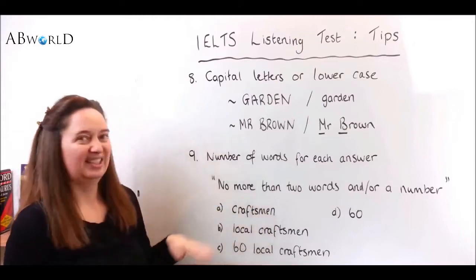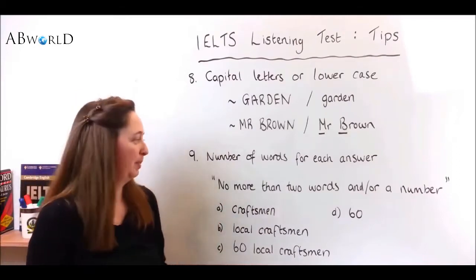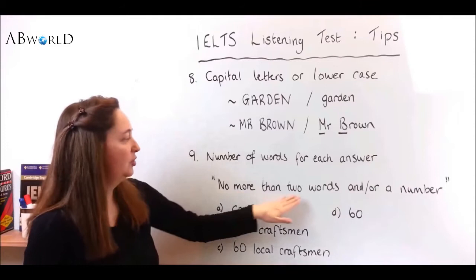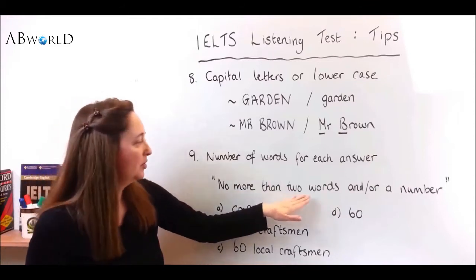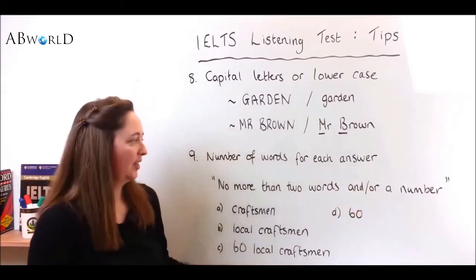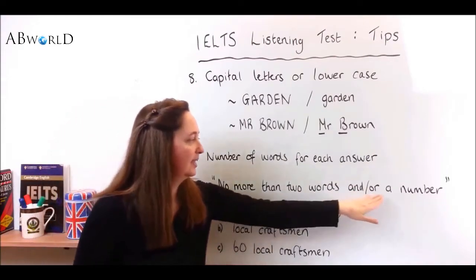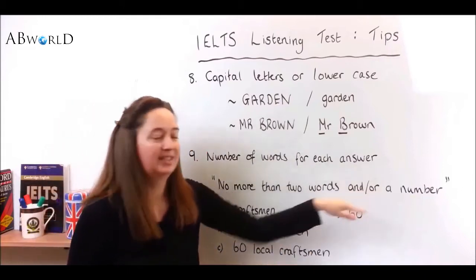Now, many students get confused about what it means. So let me explain. We've got no more than 2 words. So that means we cannot have 3. No more than 2 words and or a number. So that means we can have 2 words and a number, or we can have just a number.